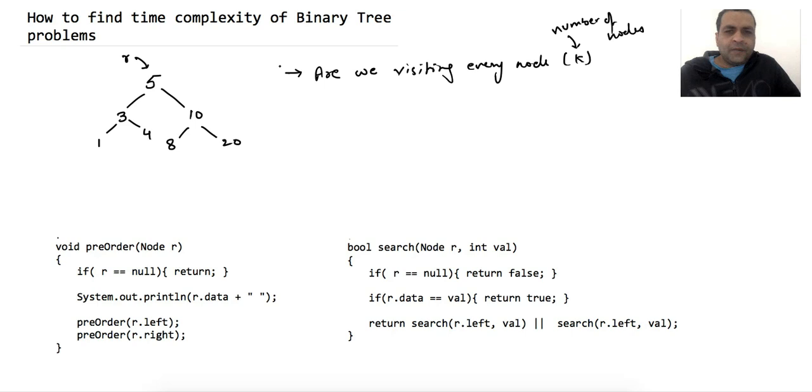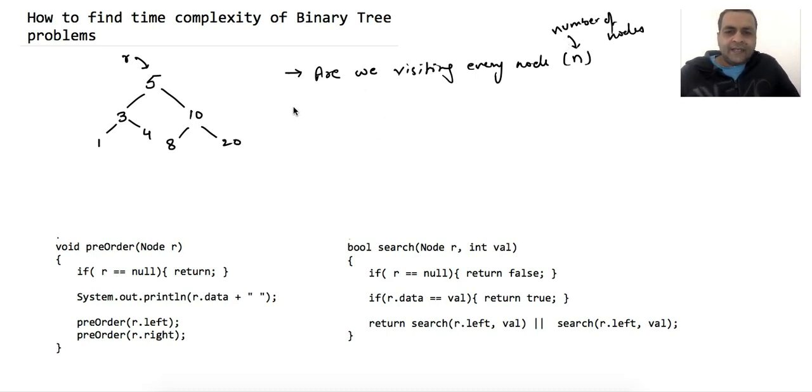So let's call it n instead of k, so that we follow the normal convention. n may not necessarily be the number of nodes in the binary tree. n essentially means the number of nodes that we end up traversing in the worst case.